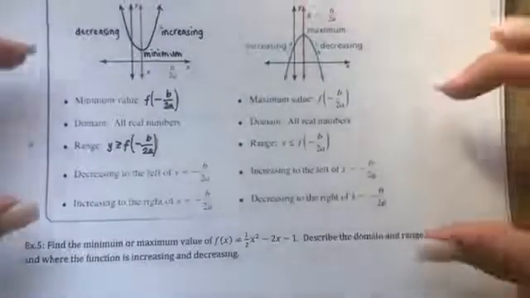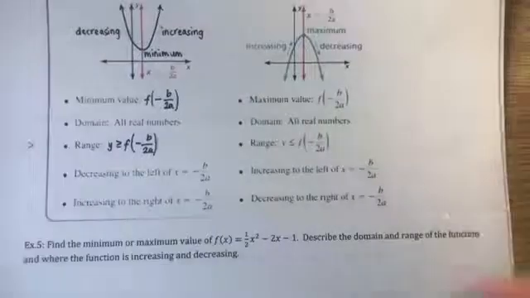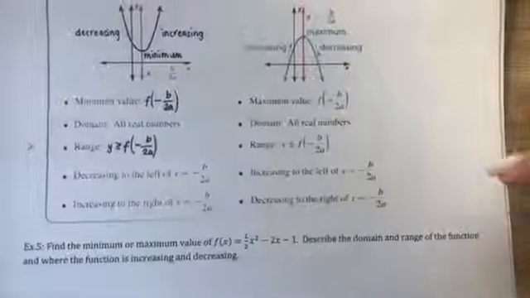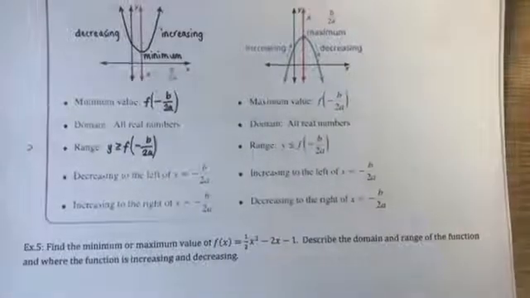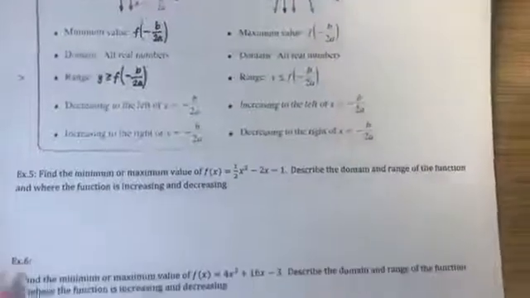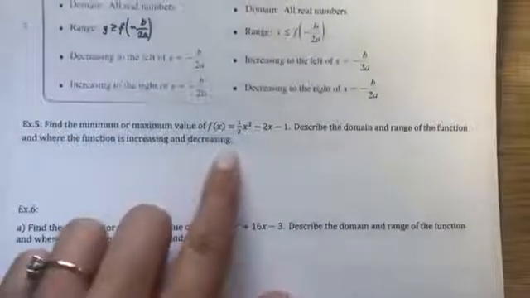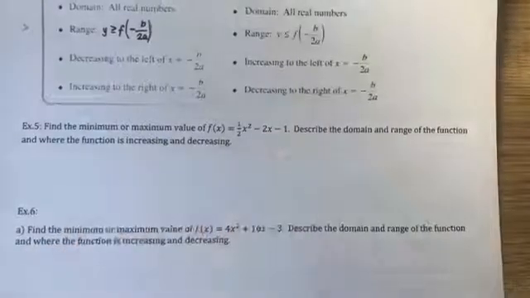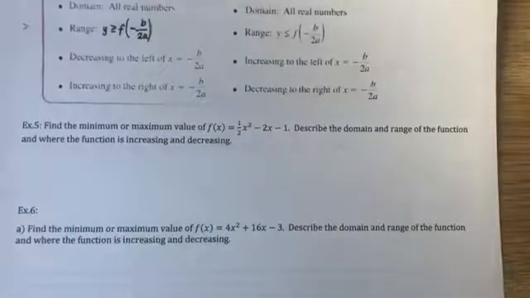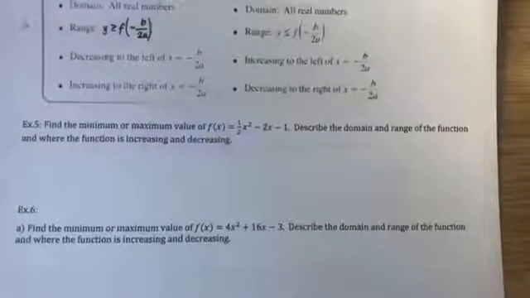I'm not going to get into this in a whole lot of detail, because it's in the textbook if you want to look through it. But we're going to think logically through the function itself in order to evaluate those. So it says find the minimum or the maximum value of f(x) = 1/2 x² − 2x − 1, and describe the domain and range of the function and where the function is increasing and decreasing. We have to find a lot of different parts for this, and that's okay. We'll work through it piece by piece.